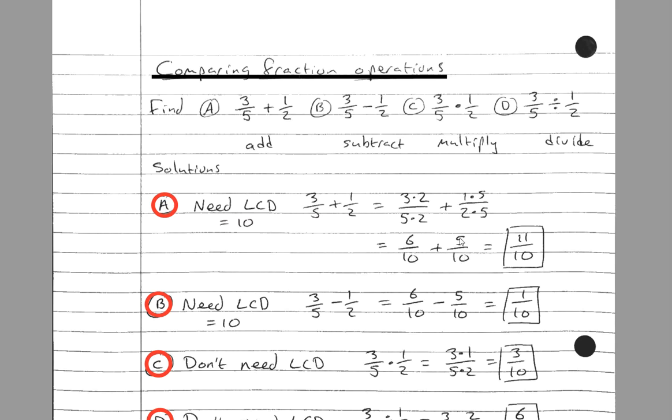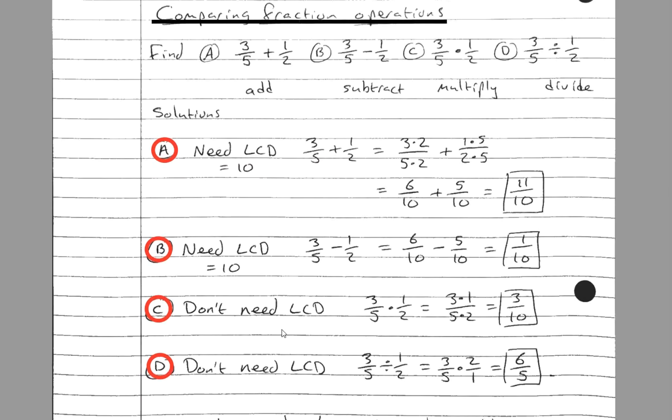These are unlike fractions, so make them into like fractions. Add the tops together: 11 over 10. Same thing for subtracting. Now you have 6 minus 5, so 1 over 10 for the difference. That's how you add and subtract.